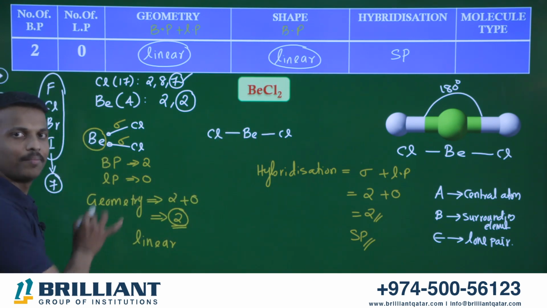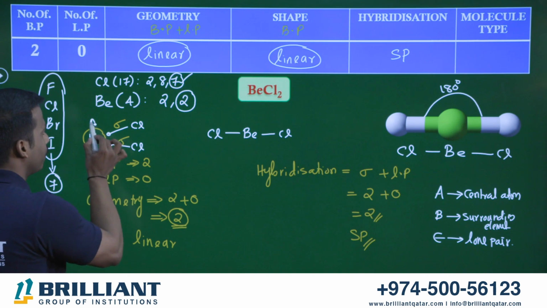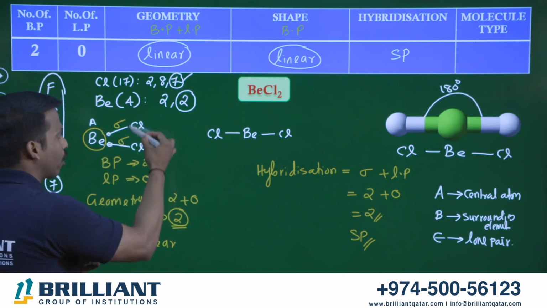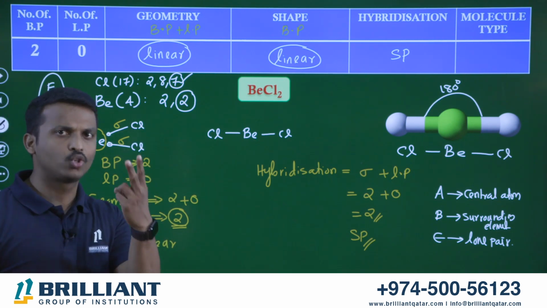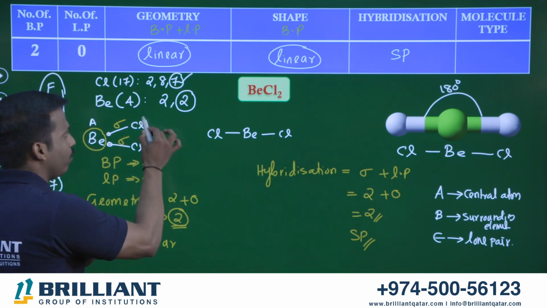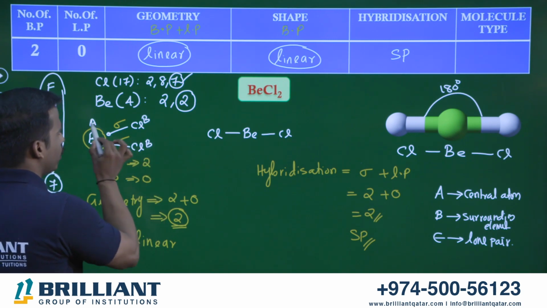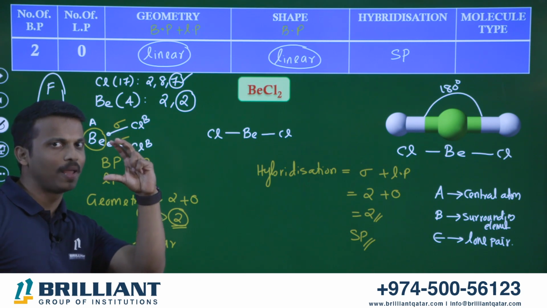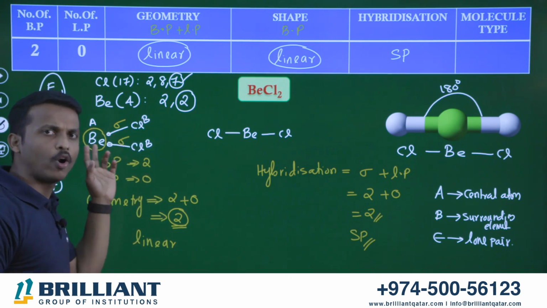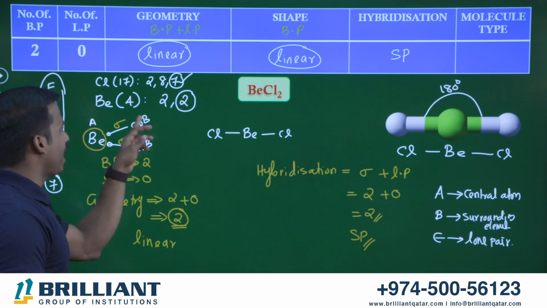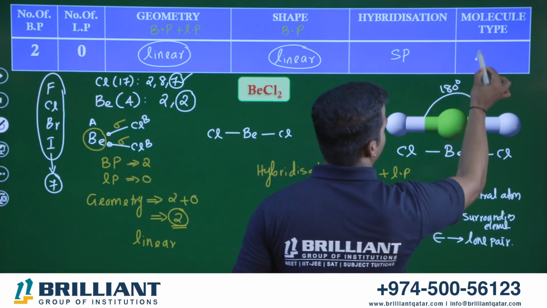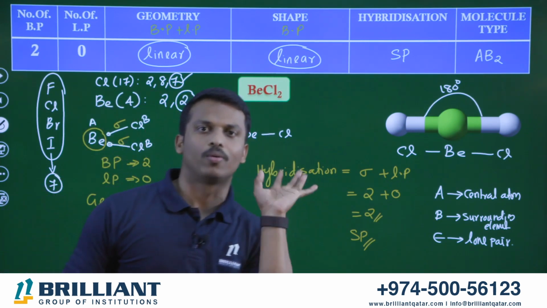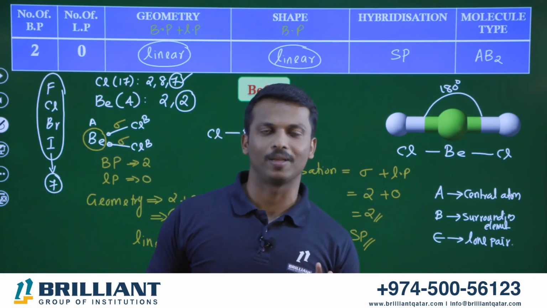Which is the central atom? Beryllium. So this is A. Only one beryllium, right? Which is the surrounding element? Chlorine and chlorine. How many chlorines are there? 2 chlorine. So the surrounding element we consider as B. So A, B, 2. One central atom and 2 surrounding elements B. Any lone pair in the system? No. So AB2 is the system, just based on the numbers. That type is called AB2.